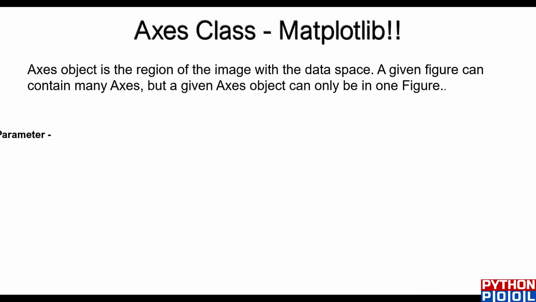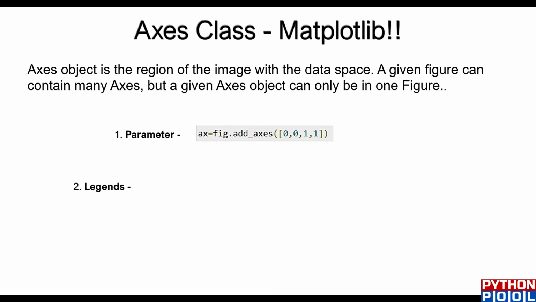And another class I was talking about was the Axes class. This Axes class has a wide range of properties. First of all, we could add the parameters. The parameters are nothing but the height, width, length. That's all we could define. Next is the legends. Legend is nothing but the labels.